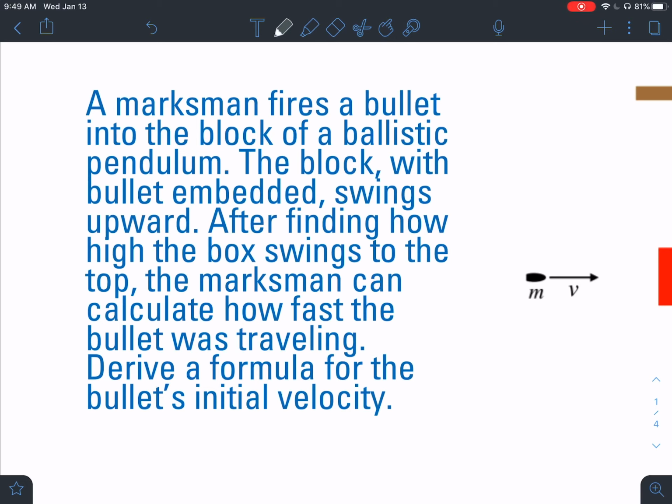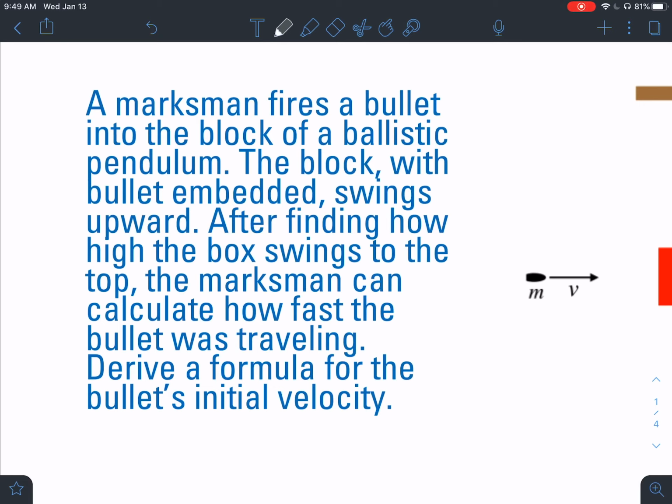So here we say a marksman fires a bullet into the block of a ballistic pendulum. The block, with the bullet embedded, swings upward. After finding how high the box swings to the top, the marksman can calculate how fast the bullet was traveling. Derive a formula for the bullet's initial velocity.